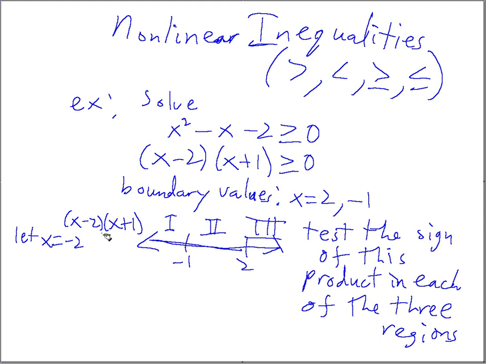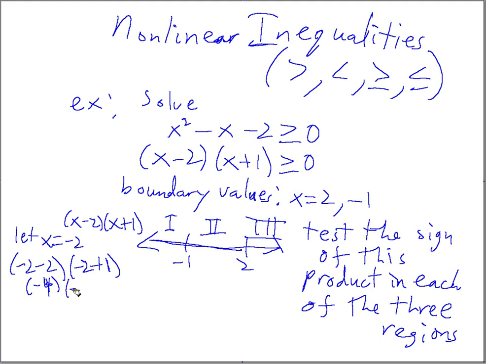All right, let's plug it in. Plug it into this product. So we're going to get what? We're going to get -2 minus 2, right? And -2 plus 1. All right? And what's that going to give me? Well, that's going to give me -4. -4, that's a 4 right there. Sorry about that. All right?